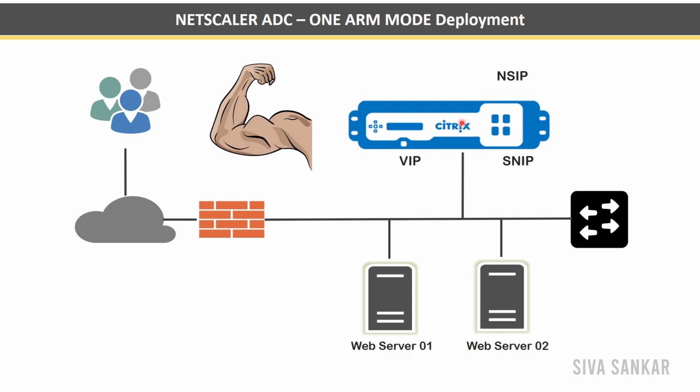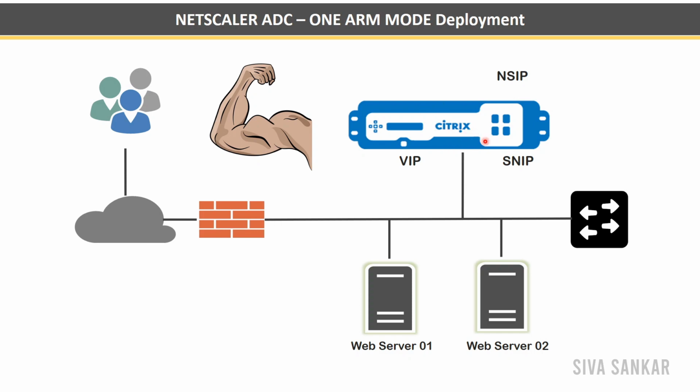One arm mode deployment is very simple. It's just one arm. You can see here there are three IPs called NSIP, SNIP, and VIP. NSIP is for management, VIP is what the user will actually connect to, and SNIP is for backend communication. If you want to know more details about these, I will leave a link explaining them in the description below. So please have a look at that.